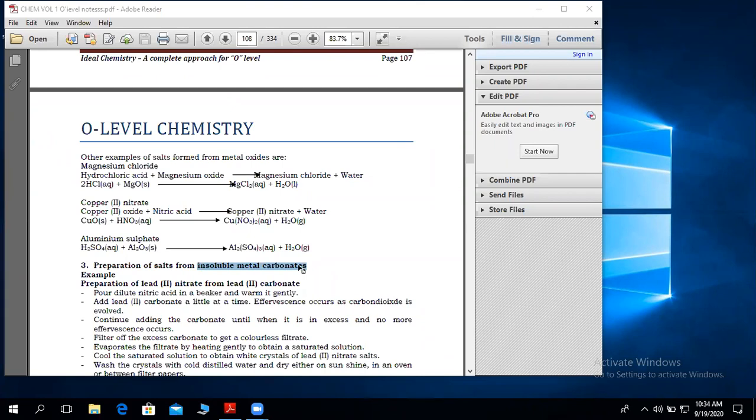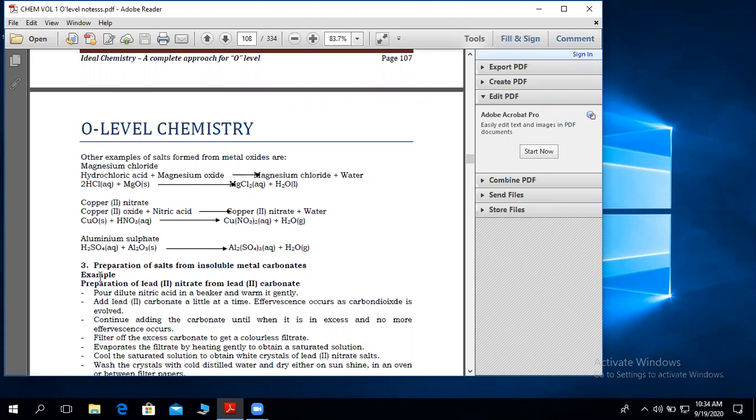The first product is a salt. That means if you are adding copper 2 carbonate plus nitric acid, the salt you are going to form is copper 2 nitrate. Then the other products are water and carbon dioxide. Take note of that. Pour dilute acid in a beaker. The procedure is not going to change, but instead of using oxide, we are now using carbonate.